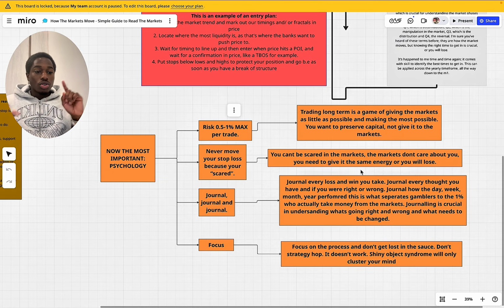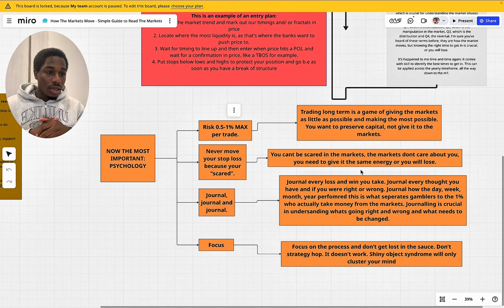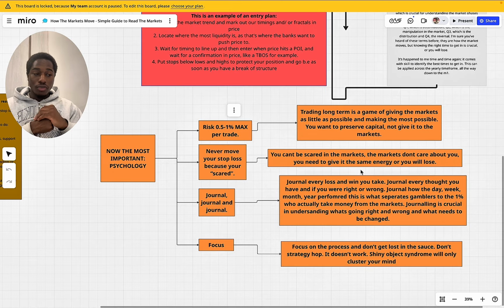Now, journal. This is very, very crucial in your journey because it's going to allow you to grow as a trader. It's going to allow you to understand where you're going wrong, where you're going right, what to capitalize on, and what to double down on, and what to remove in your journey. So, journaling a lot is very, very crucial. Journal every loss and win you take. Journal every thought that you have, and if you're right or you're wrong. Journal how the day, the week, the month, and the year performed.